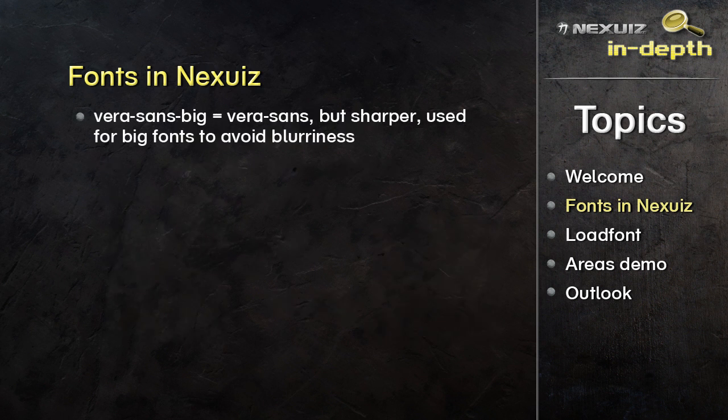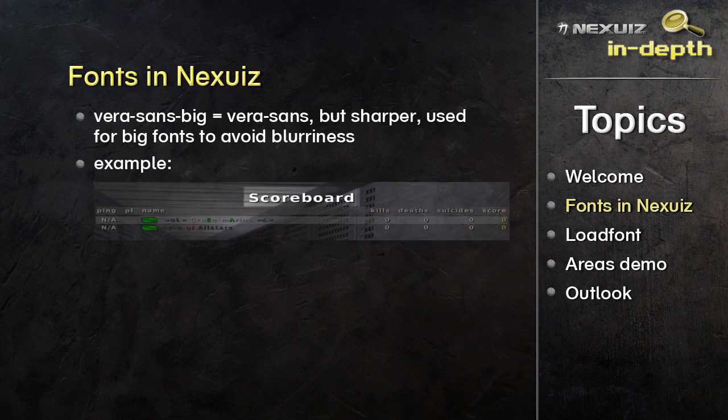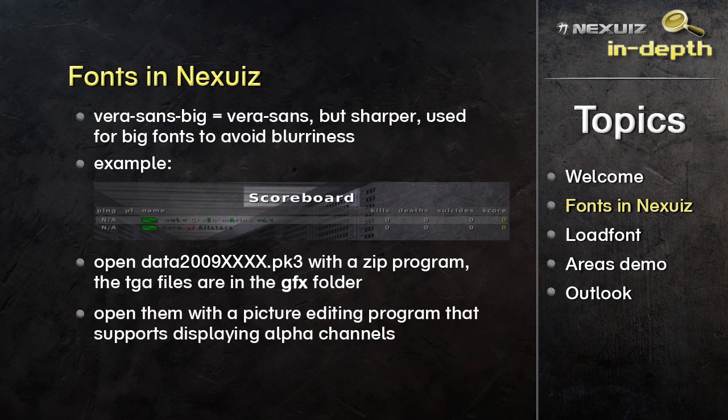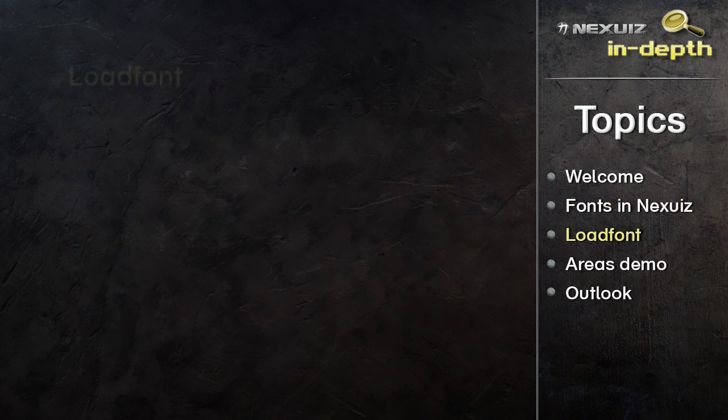You will notice that there is also a verasans big TGA file. This font is equal to verasans, but is a sharper version of it. It is used only for stuff written in big font sizes, such as the scoreboard heading when you open the scoreboard, and makes sure that this stuff doesn't look too blurry. You can have a look at these files yourself by extracting them from the archive file and opening them in a picture editing program, such as GIMP or Photoshop or any other program that allows you to display the so-called alpha channel of the image.